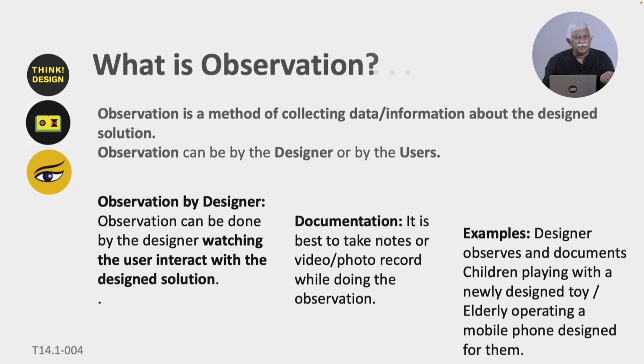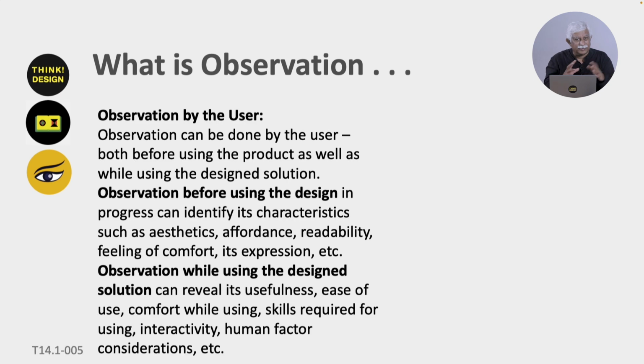The same thing can be done by observation by the user. That means that he can do it just by looking at the product or the service before using it, or while using it, or after using it. So if you look at it before using the product, he can identify many of its characteristics. For example, how it looks, what are its affordances, whether he is able to read it, whether it conveys a feeling of comfort, what are its expressions, etc. Many of them are visual features if you look at it.